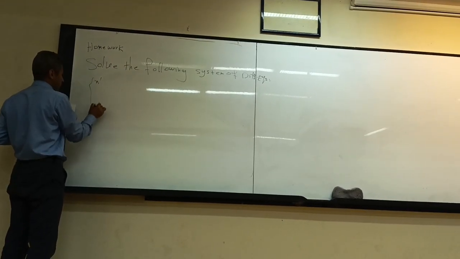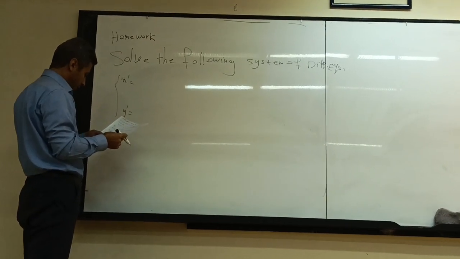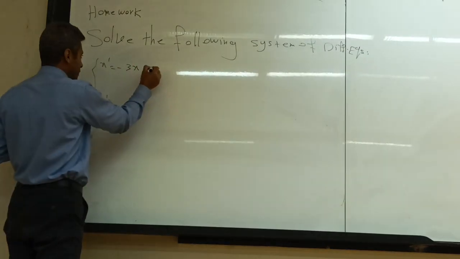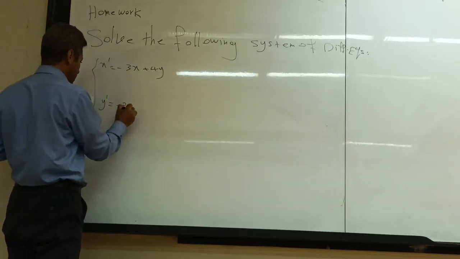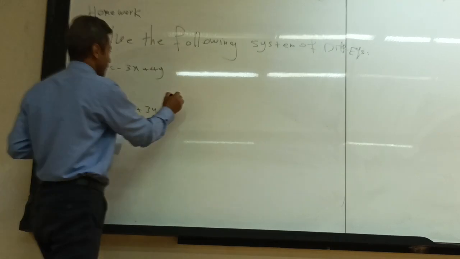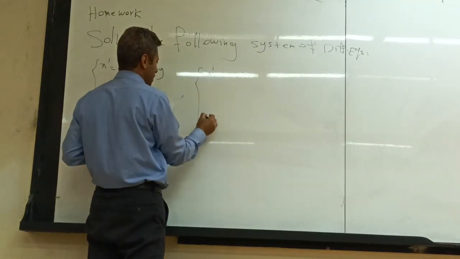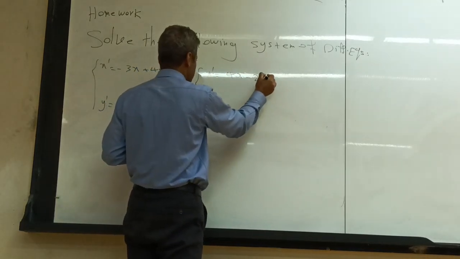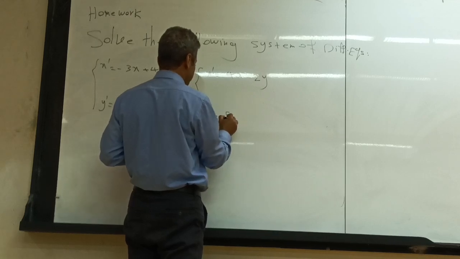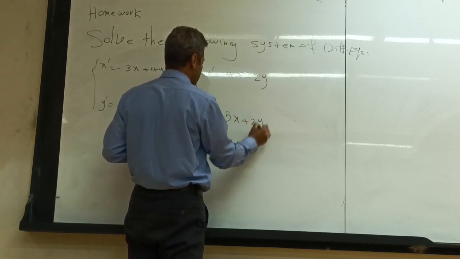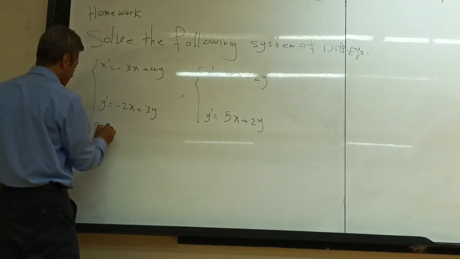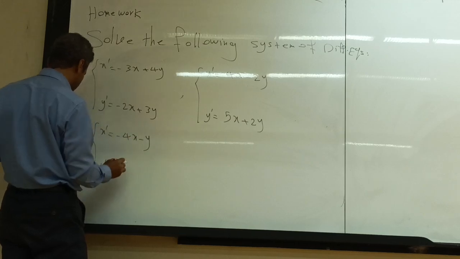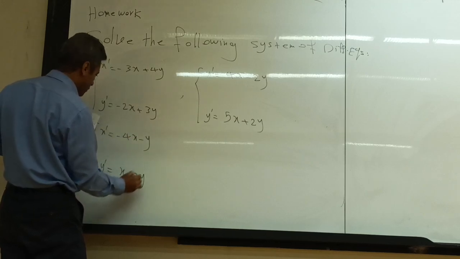x prime, y prime equal minus 3x plus 4y, minus 2x plus 3y. x prime, y prime, 4x minus 2y, 5x plus 2y.